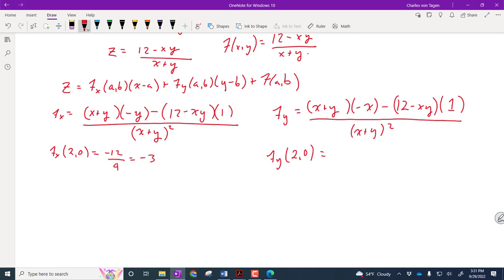So this would be 2 times negative 2 minus 12, divided by 4. So if I do that, I end up with, let's see, that would be negative 16 divided by 4, or negative 4.